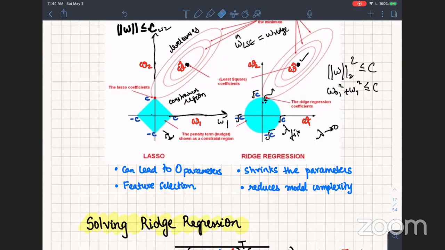Yes, sir. So your domain becomes this constraint region. The choice of W's that you want to take, W1 and W2, are only restricted to this blue rhombus or a blue circle. Okay? Yes, sir. Good. Thank you.